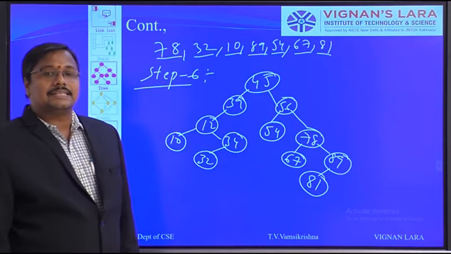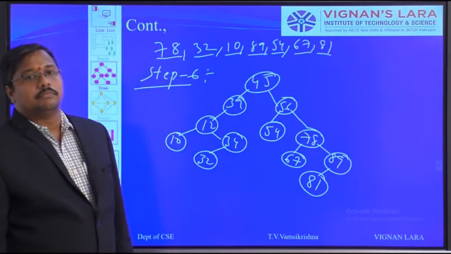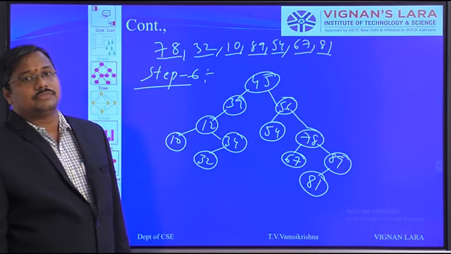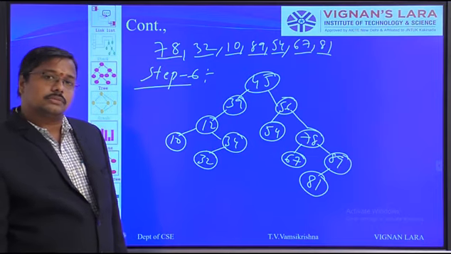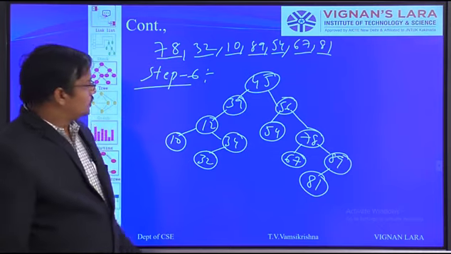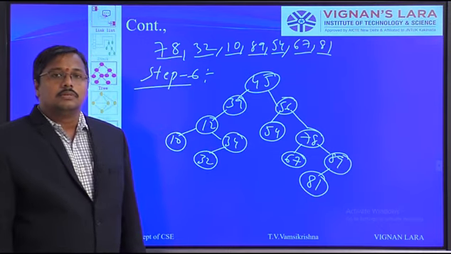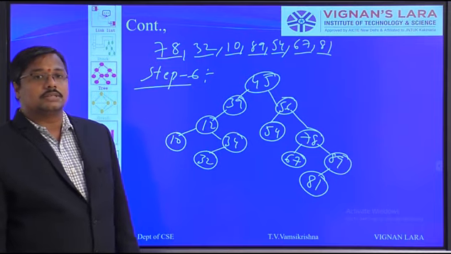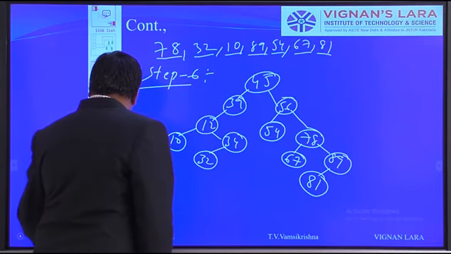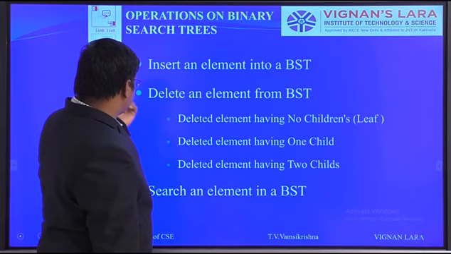So this is the resultant binary search tree. Okay. So this is the way to construct a binary search tree. In the majority of cases, it is given for 6 or 7 marks. Okay, it's very easy. Next.